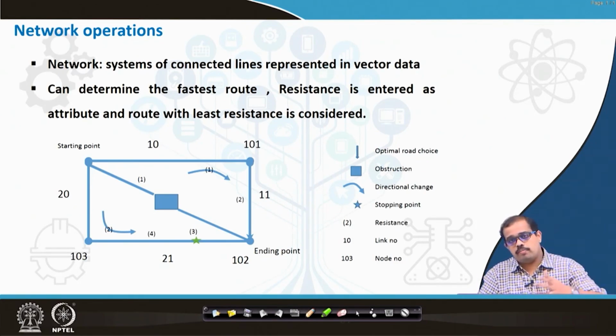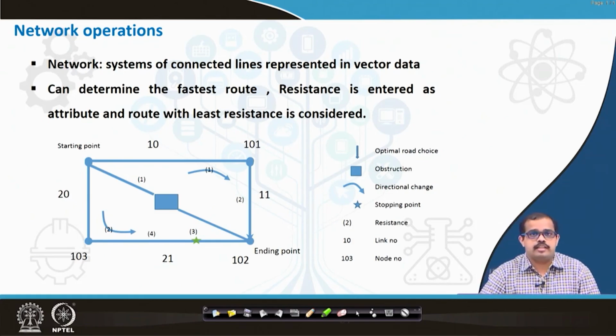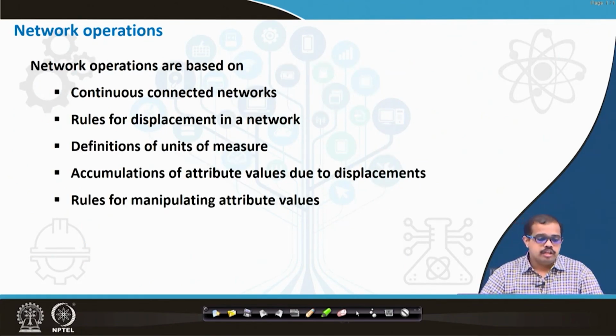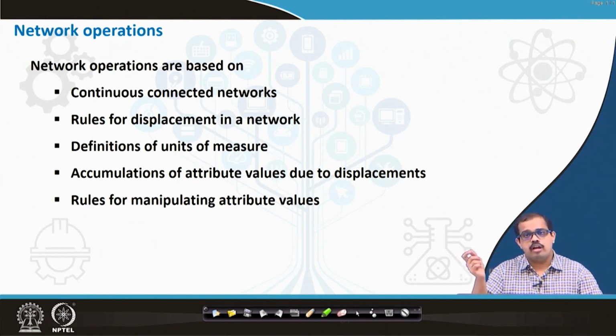Another operation is the shortest route that I explained in the previous class. Network operations are based on continuous connected networks. Always, network operations are continuously connected, so please keep this in mind. I have seen some people who try to apply network operations where there are no connected entities or connected relations. Unless it is a connected network, either through entity or a relation, you cannot do any kind of network operations.